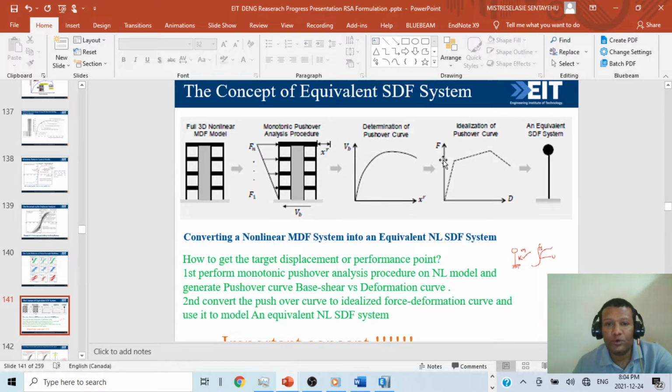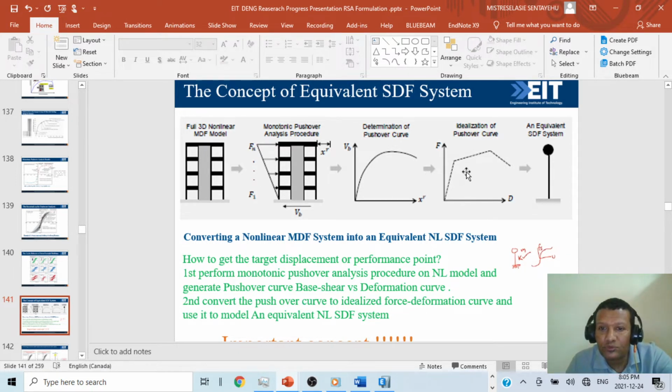Then this is the point. We can use an idealization of the pushover curve. You can idealize this pushover curve with a bilinear or trilinear curve, 1, 2, 3. Then we change base shear to displacement into a force deformation curve. Once we know the pushover curve, by application of this force, we will change it into an idealization of the pushover curve, force deformation curves.